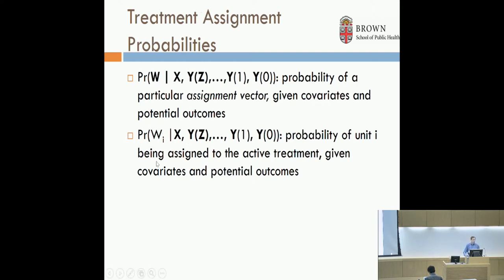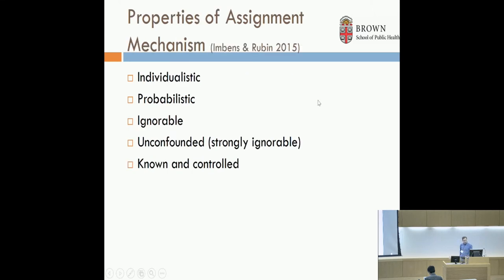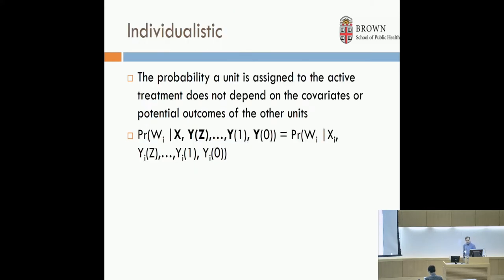This is for a specific person. Okay, and there are a few characteristics that we want to have from an assignment mechanism. We hope that it's individualistic, probabilistic, ignorable. You don't have to know all those things. I'm going to go over them right now, so I will tell you what they are.